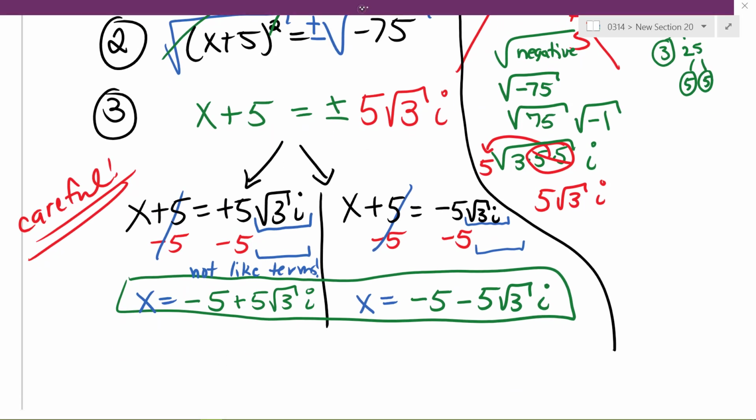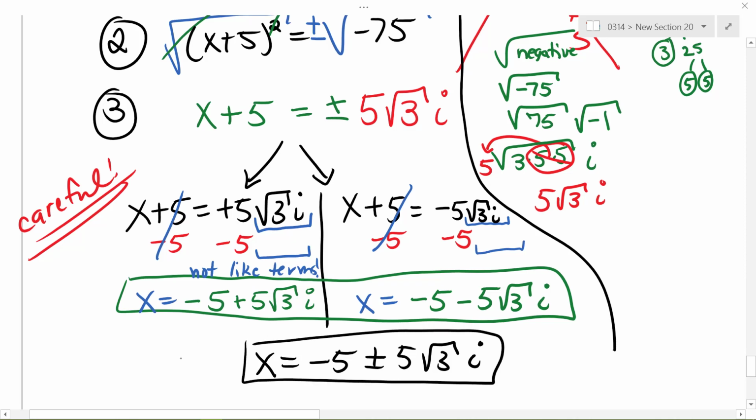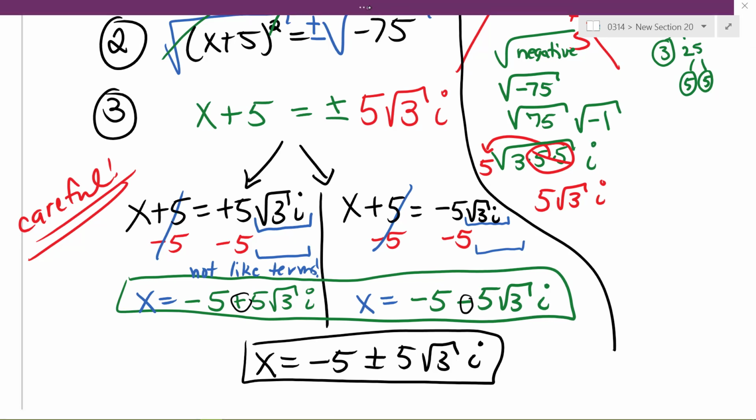Now, some of you might be asking, can't I combine those answers? Can I write my answer like this? Can I combine them to write a shortcut? And the answer is yes. You can write it the long way or the shortcut way. Okay? So make sure your 5 in the front is negative. The plus or minus comes from this right here. So it's both plus and minus. And if you want to combine those into one answer to write plus and minus 5 square root of 3i, that is perfectly fine.